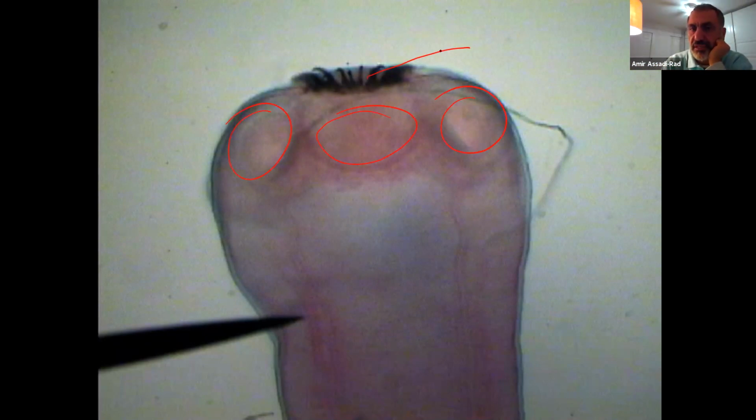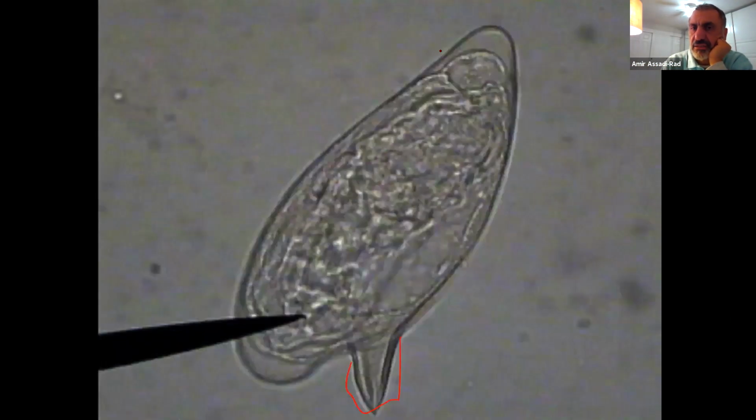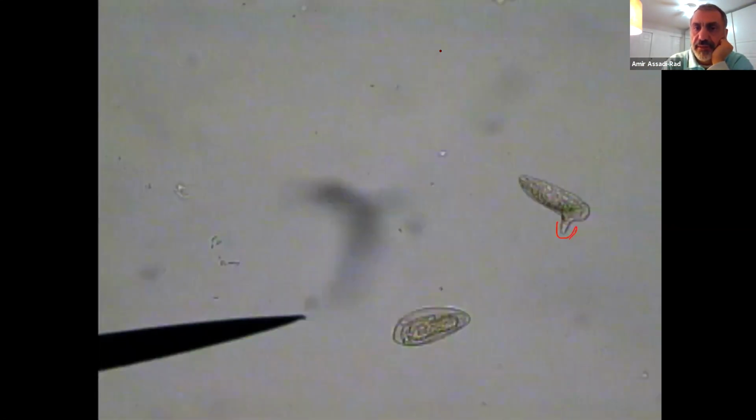Cestoda. So these are class Trematoda. All of these are trematodes and cestodes now. So this is a proglottid of, I'm not sure what it could be, Diphyllobothrum latum. So do not worry about it, but make sure you know it's a proglottid.